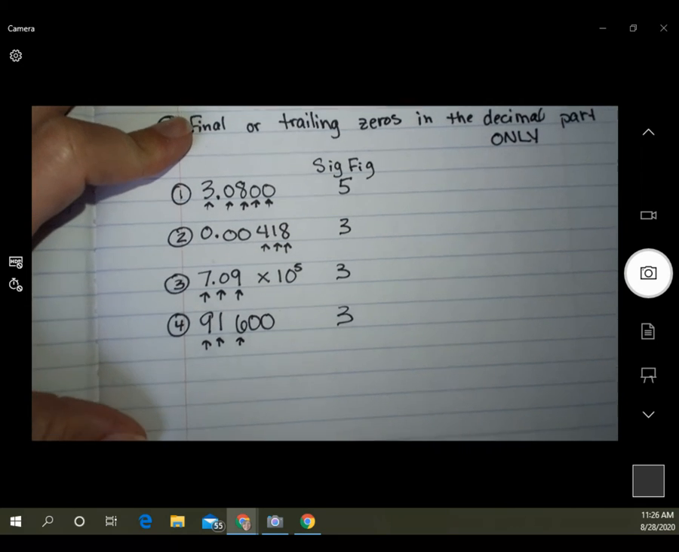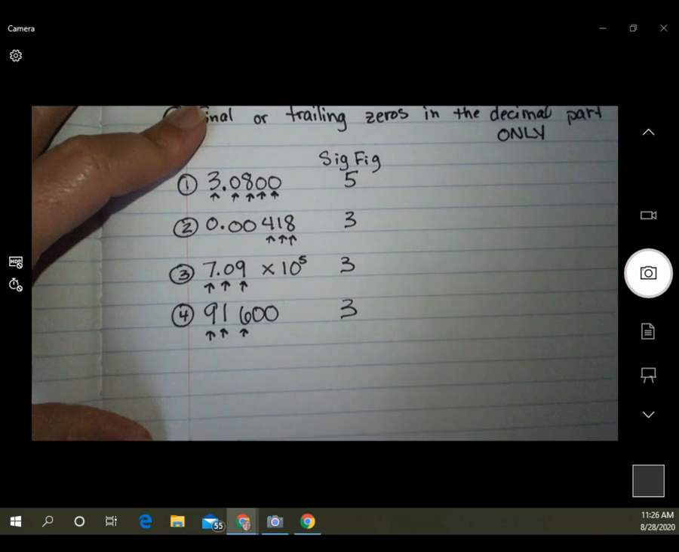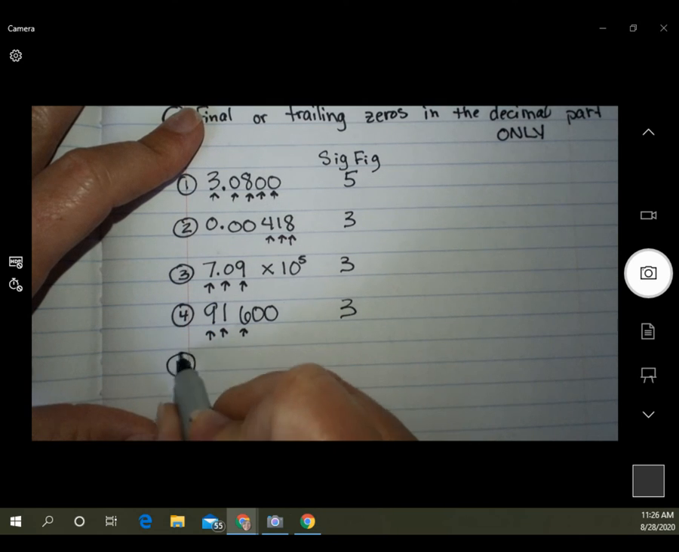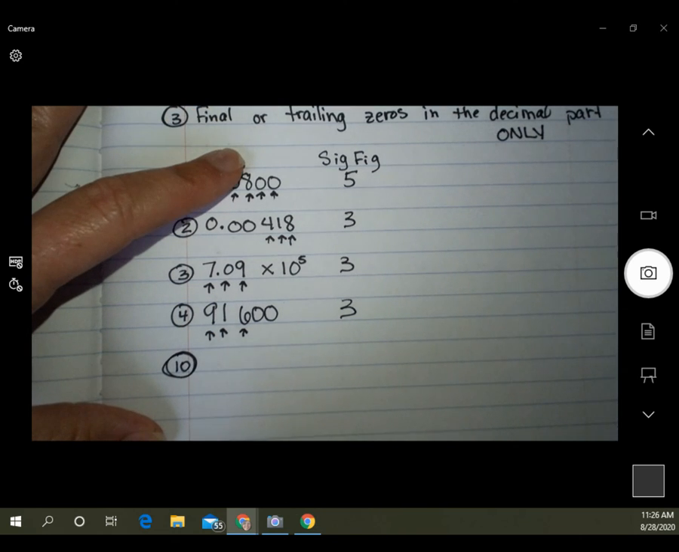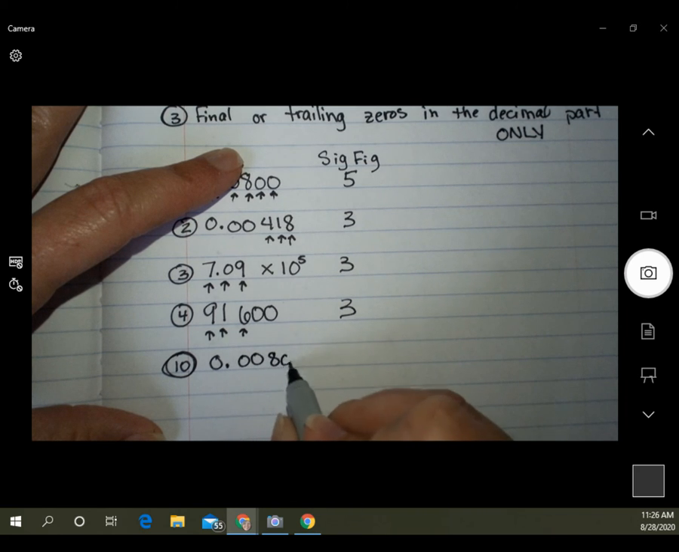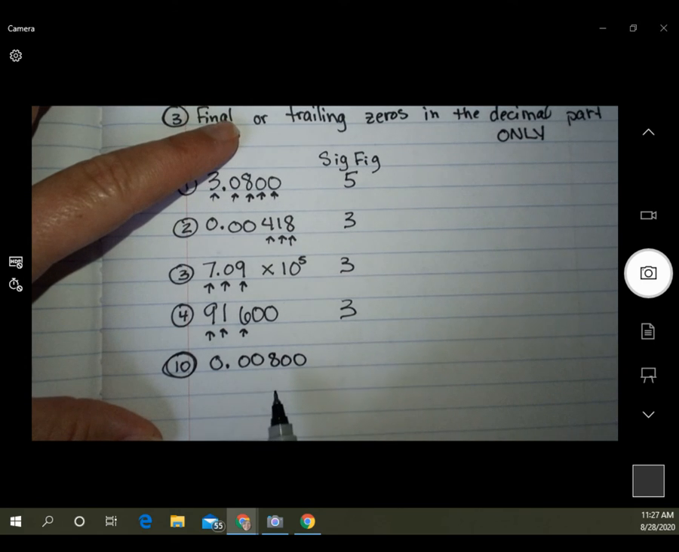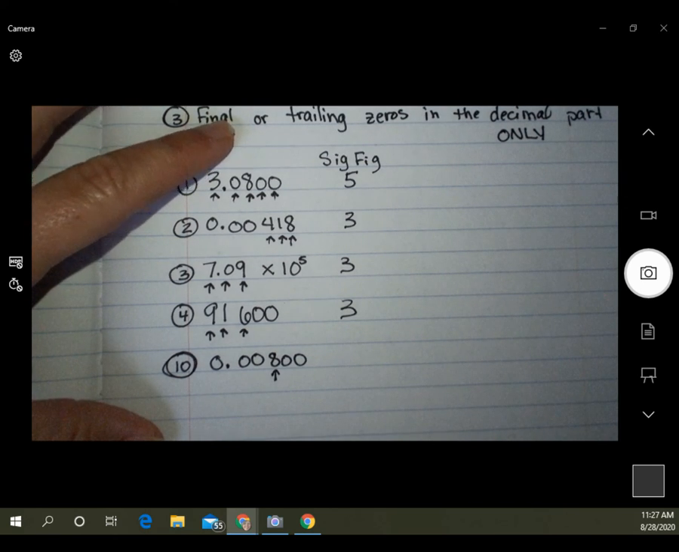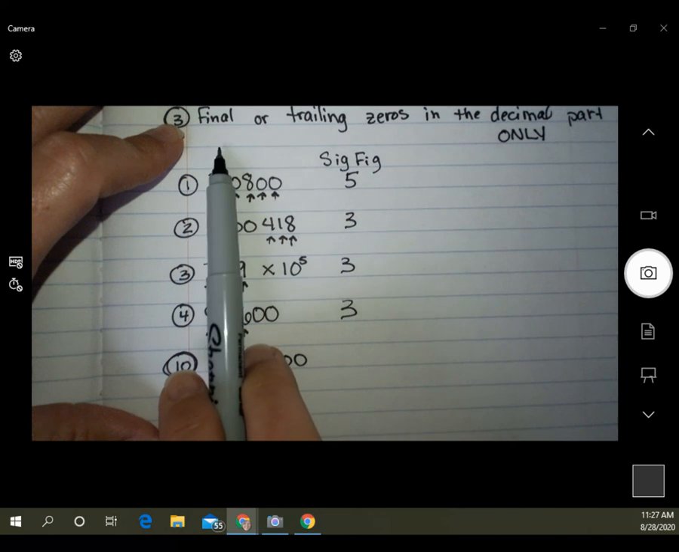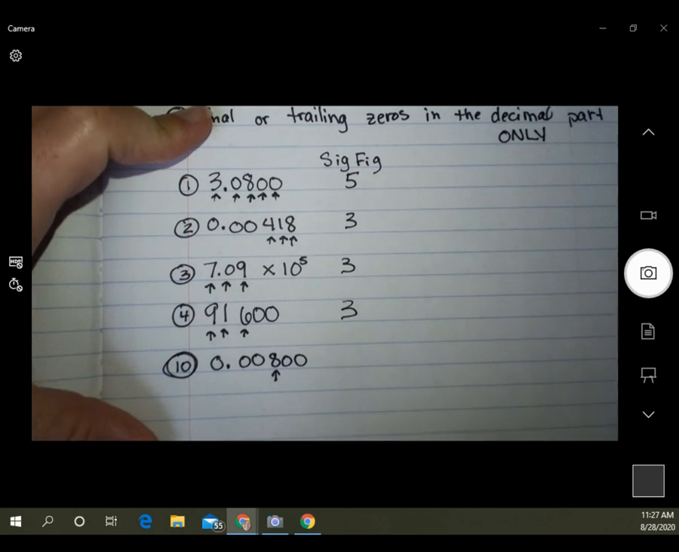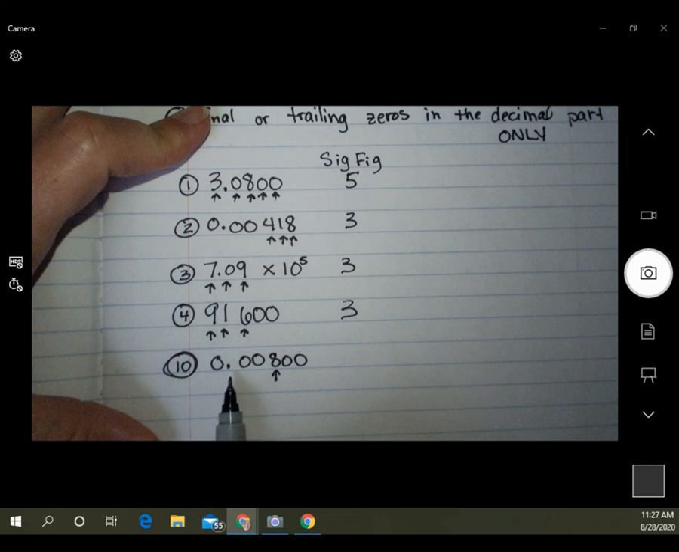All right, and the examples on the list, I'm going to go ahead down and skip to number 10. I know that's weird, but we're going to look at number 10, and number 10 says 0.00800, and I want to go through the rules. So non-zero digits are always significant. The 8, I don't have anything between because there's only one non-zero digit. So the last one, though, final or trailing zeros in the decimal part only. So here's my decimal point. That's a final 0, so that is significant.